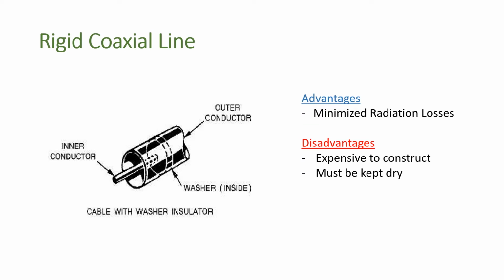For the unbalanced line, we have the rigid coaxial line with the advantage of minimized radiation losses because of good shielding, and the disadvantages of being expensive to construct and having to be kept dry. It has an inner conductor that serves as the main conductor, and an outer conductor. It also has a washer to insulate the metal conductor.